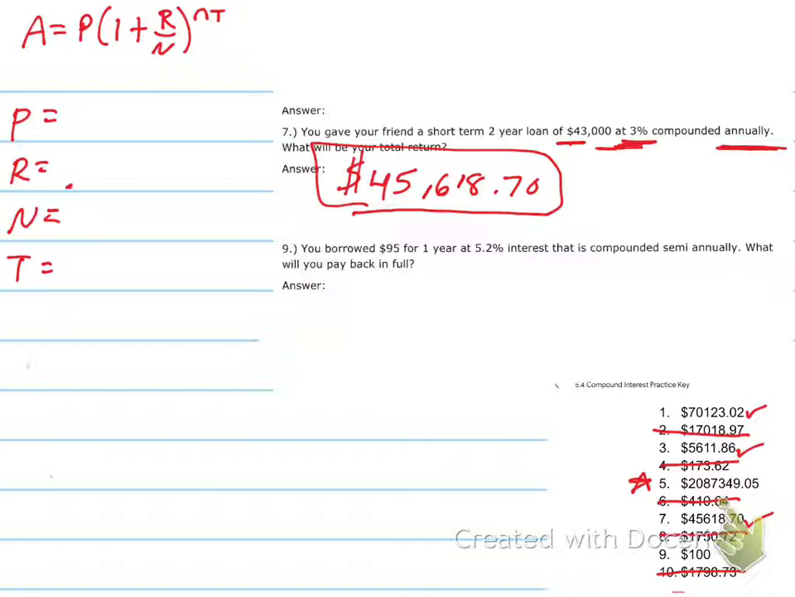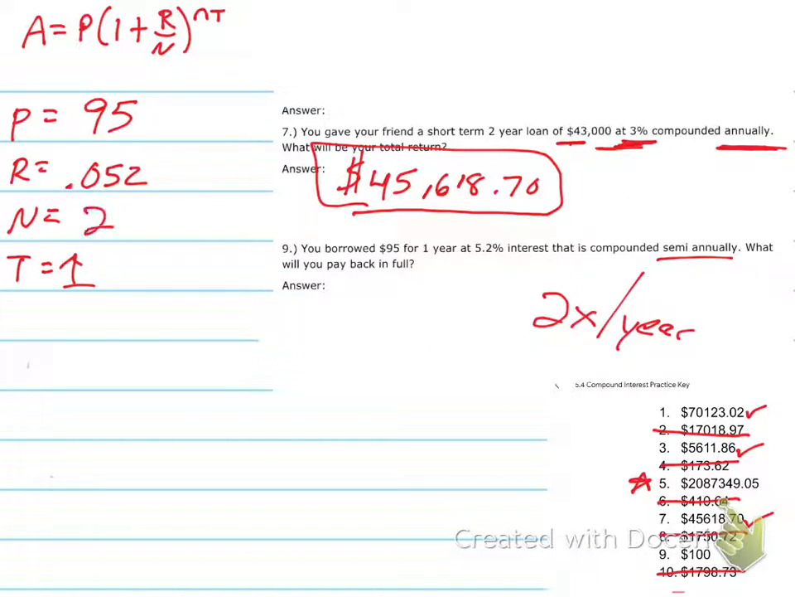All right, you borrowed $95, so we know that the initial deposit, the number we're looking at, is 95 for 1 year, so time is 1. And you have 5.2% interest. We're going to put that to a decimal, so it's going to be 0.052, and it's compounded semi-annually. That's important. If you don't know what that is, type that into Google. What that means is 2 times per year. Okay, so the number of times is 2.